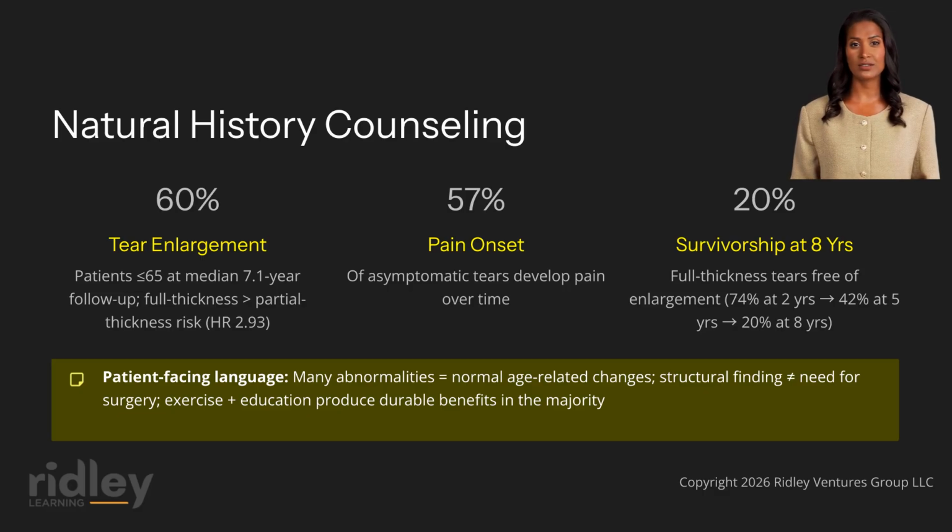Clinicians should explain these data to patients using clear, non-threatening language, emphasizing that many rotator cuff abnormalities represent normal age-related changes, that the presence of a structural abnormality doesn't necessarily predict symptom development or the need for surgery, and that active management through exercise and education produces durable benefits in the majority of patients.